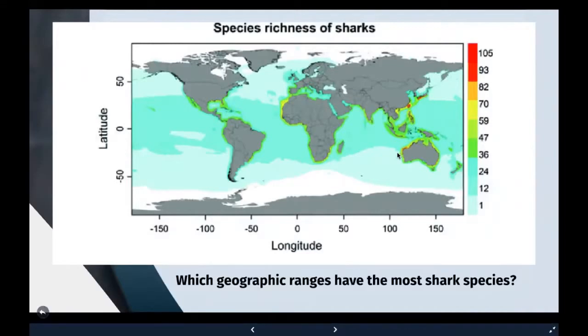So go ahead and say out loud what continents. What's this continent here? And this continent here. So those are the two continents, and if you said Asia and Australia, you were correct. So off the coasts of those continents have the most species of sharks.